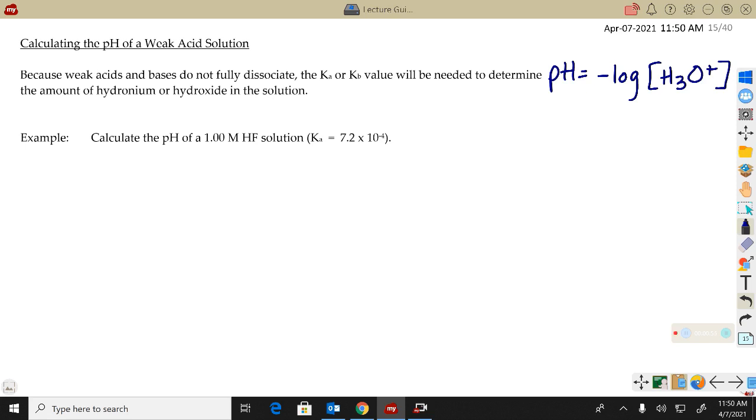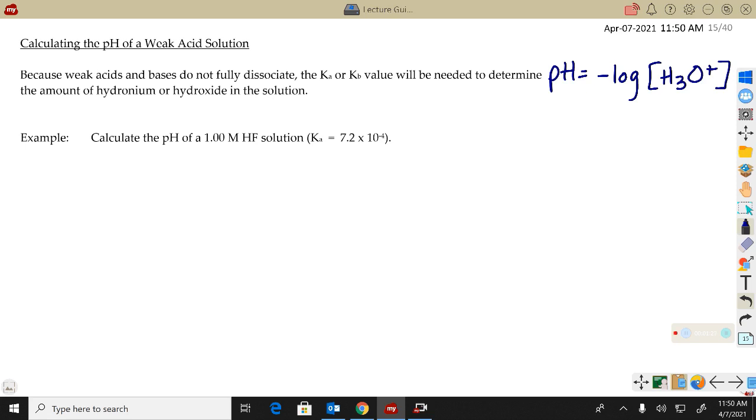So let's check out this one. We want to calculate the pH of a 1 molar hydrofluoric acid solution. Well, first of all, I know that it's an acid because I'm given a Ka value. And second, I know it's a weak acid because that Ka is small, less than 1. I'm going to have to use that equilibrium constant to figure out the amount of hydrogen that's really formed from this HF molecule in solution.